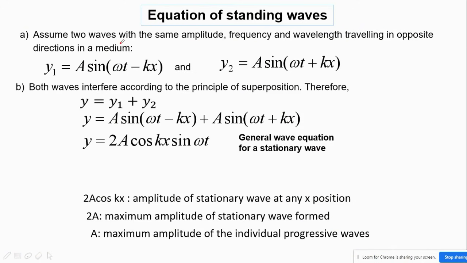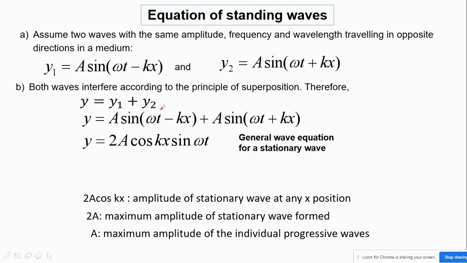In this slide, we are going to learn the equation of the standing wave. Assume we have two waves with the same amplitude, frequency, and wavelength traveling in opposite directions in the medium. So we have y1 and y2. One negative sign, one positive sign, indicates they are traveling in different directions. Both waves interfere according to the principle of superposition.